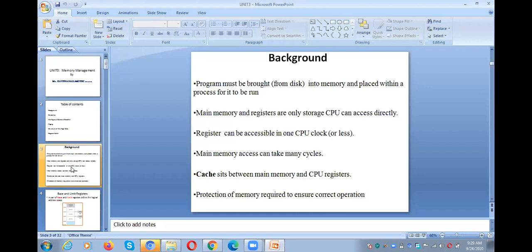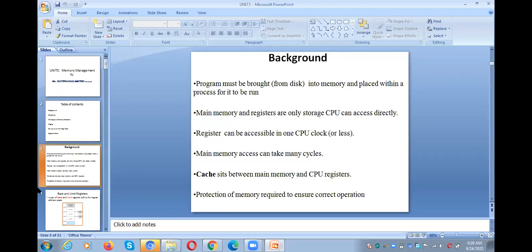What is the reason for loading the program into the main memory? Because initially the program resides in the secondary memory, that is the disk, and the CPU cannot access the secondary memory. So the program needs to be loaded into the main memory for execution.